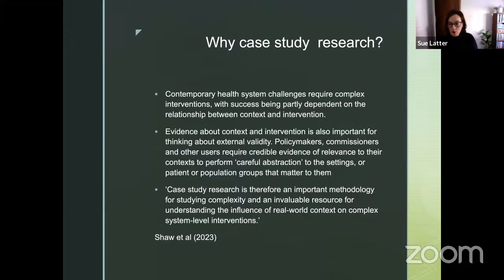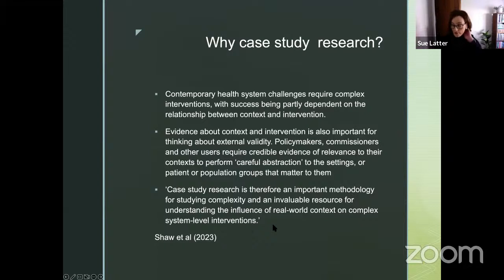So it is really important. If you've got nothing about context, you don't really know whether this would apply to my urgent care settings or my A&E. So context is so important. So they conclude, it's a good paper, I'd encourage you to read it: case study research is an important methodology for studying complexity and an invaluable resource for understanding the influence of real-world context on complex system-level interventions.